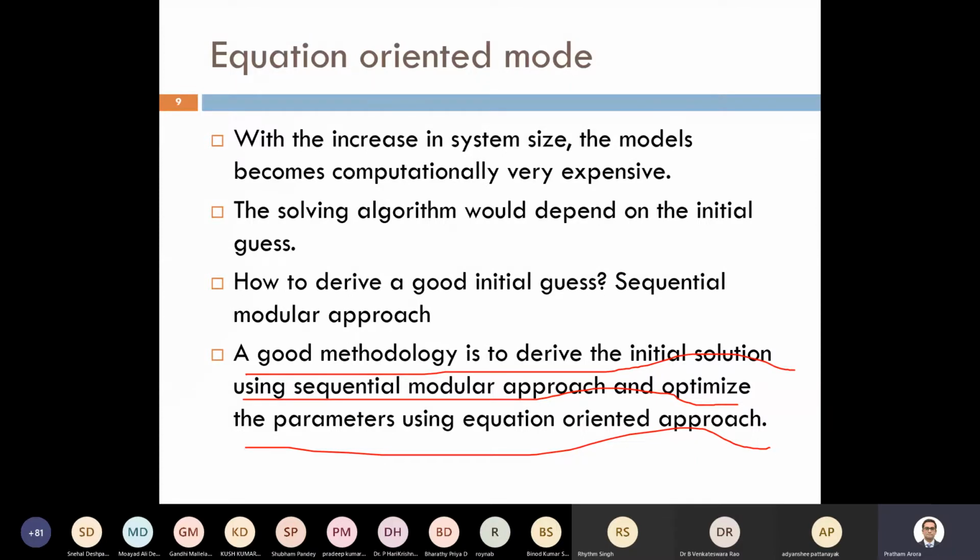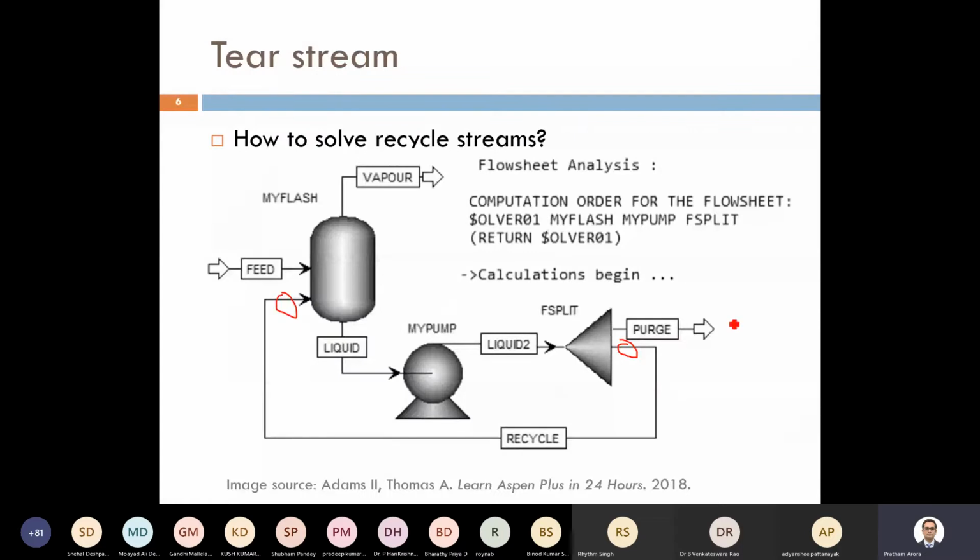So the methodology is that we will solve one reactor at a time, and then proceed to the next as and when it's going.